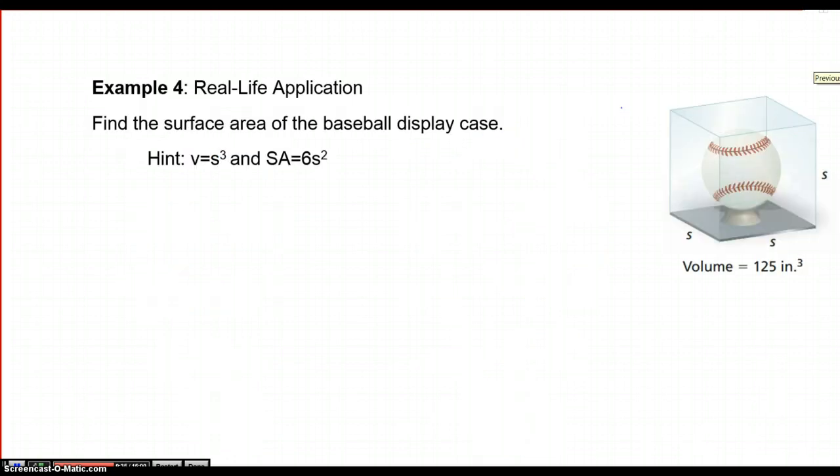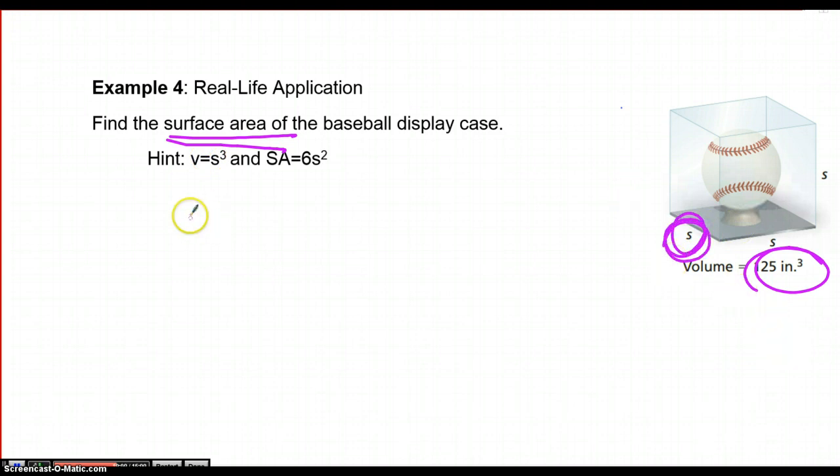Example 4 is our real-life application. So I need to find the surface area of the baseball display case. Our hints are volume equals side cubed and surface area. You might wonder why I included the volume equation in there. That's because I need to find the length of the side before I can find the surface area.